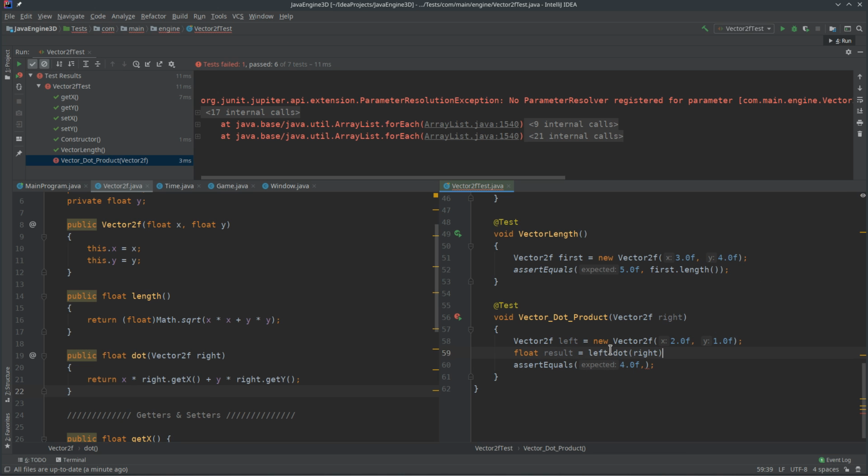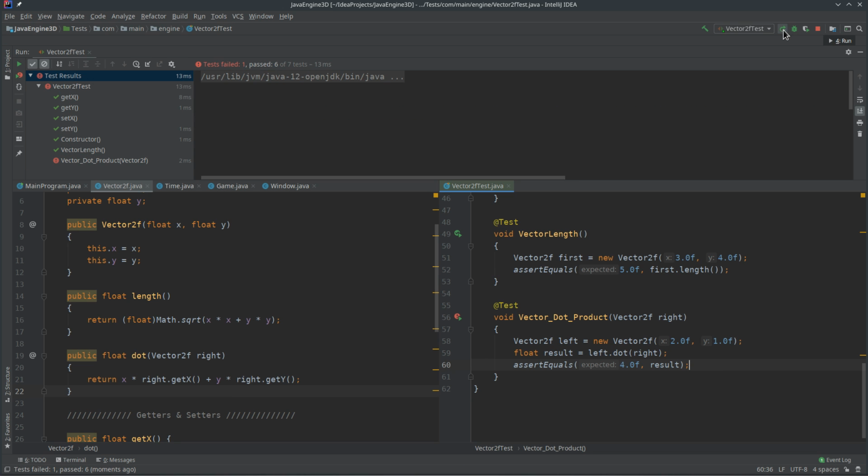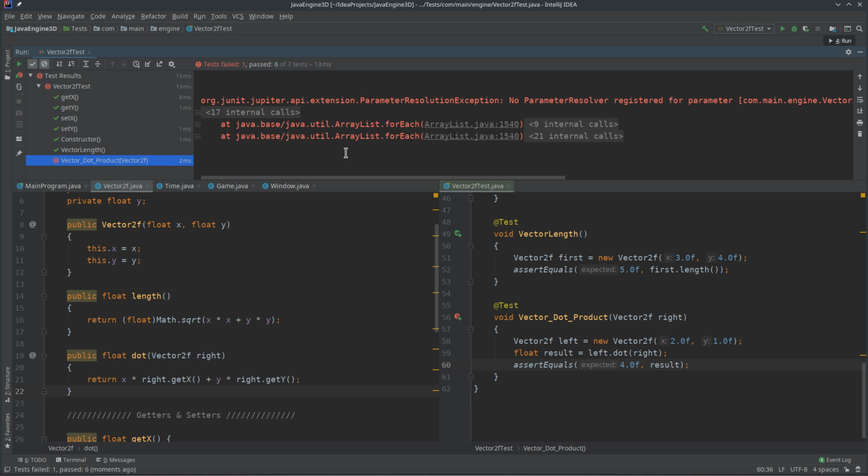Cut that, let's bring it out. And that would be a result. Right, I'll split it down. I'm supposed to put float results in there. Okay, does anybody know what the problem is? Array lists for each. The array lists are the vector2f's. Okay.